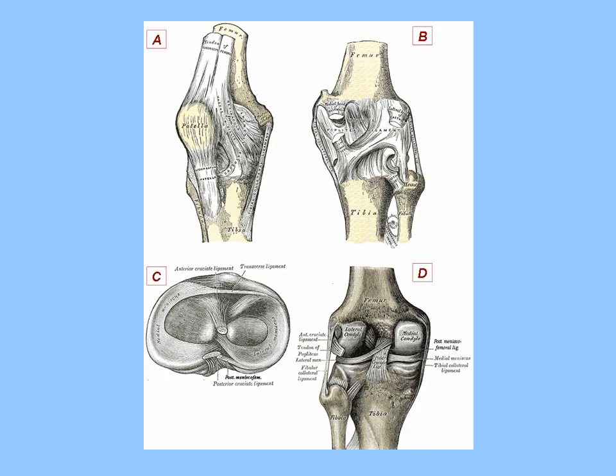An injury to the ACL, which is an intra-articular support, the medial meniscus, and the MCL is known as the terrible triad.